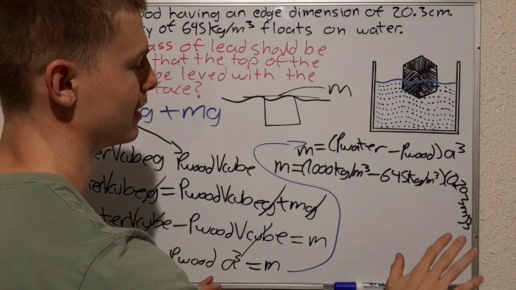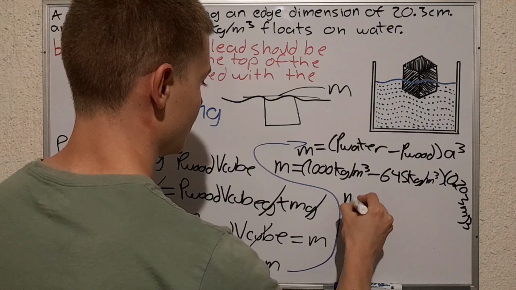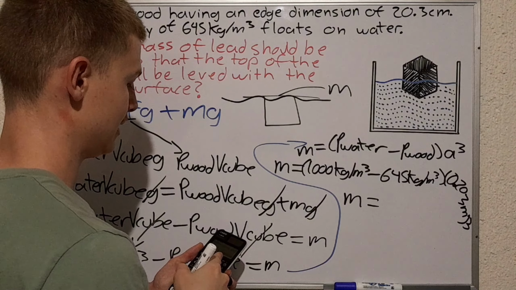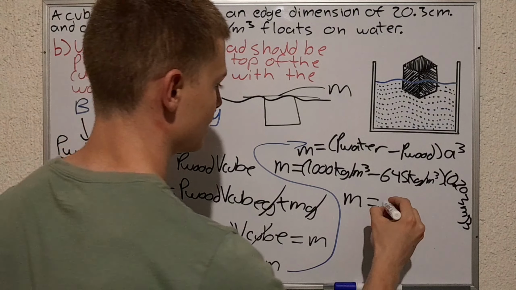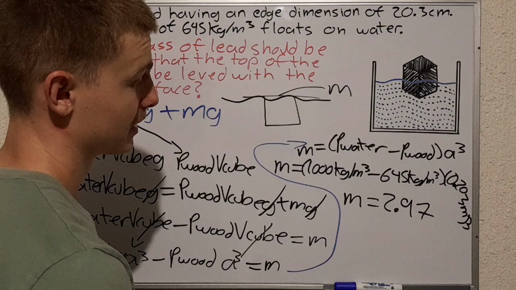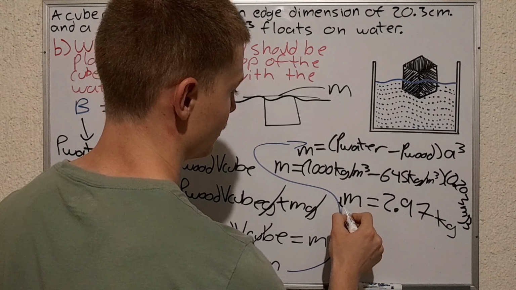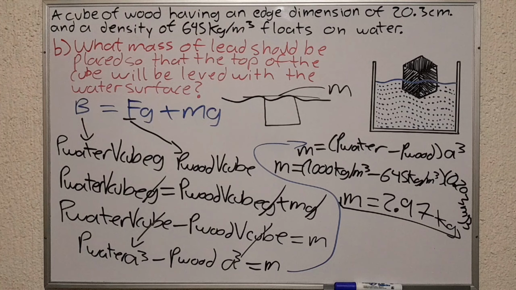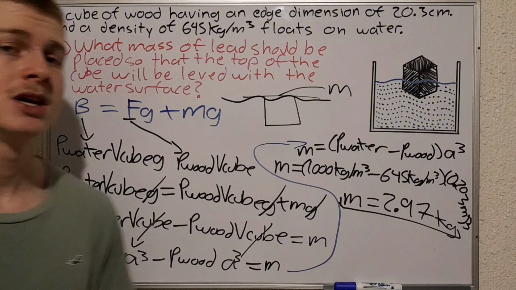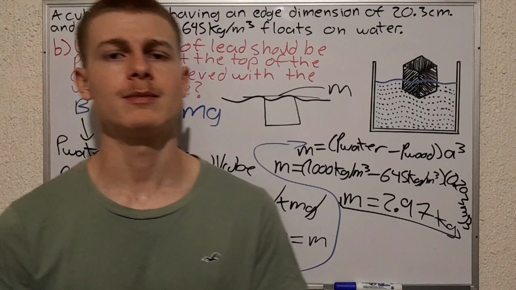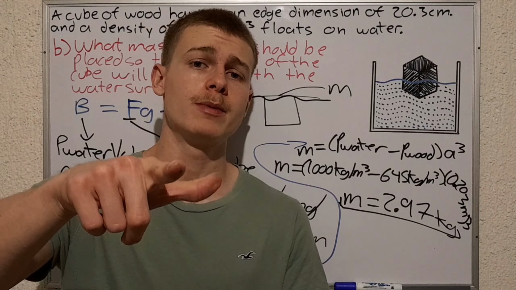Then I'm going to plug my values into the calculator. This gives us 2.97, but it's going to be kilograms. So this would be our final answer for question B, the second question. This was a fluid dynamics problem of WebAssign with Bob, el profesor.